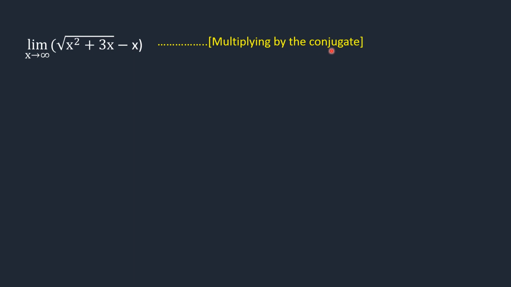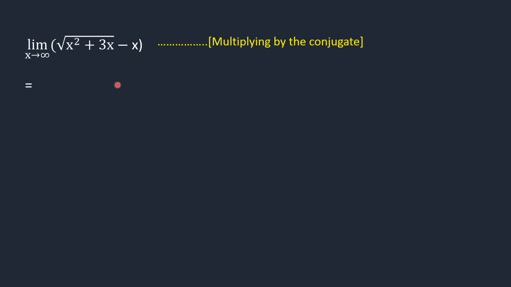Solve limit under root x square plus 3x minus x as x approaches infinity. This function contains a radical term. Generally, whenever there is a radical term in the function, we multiply the numerator and denominator by its conjugate.